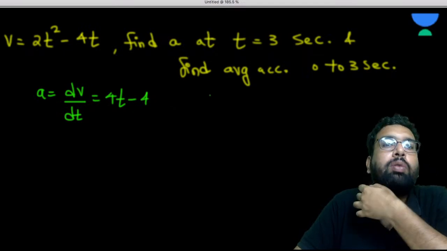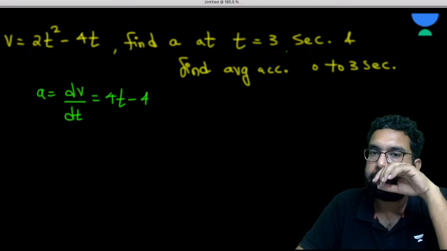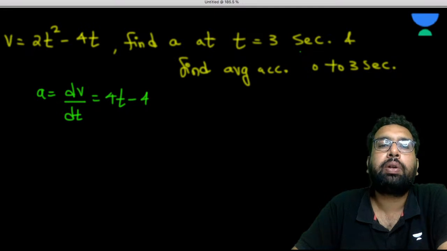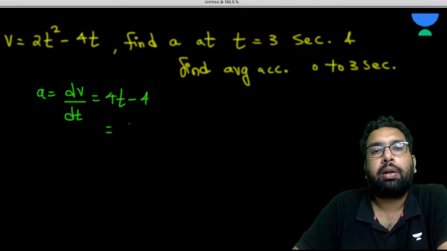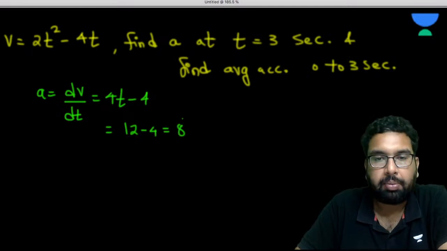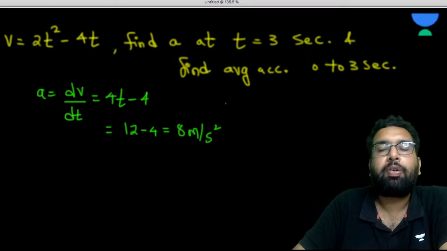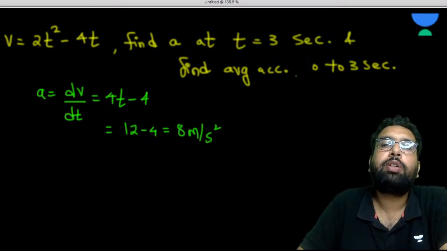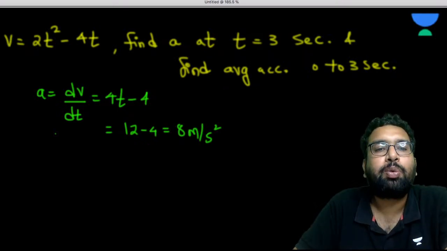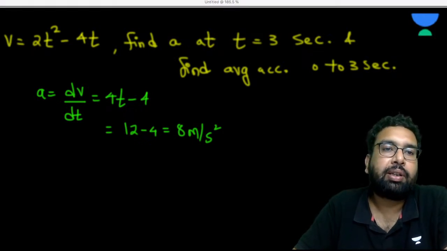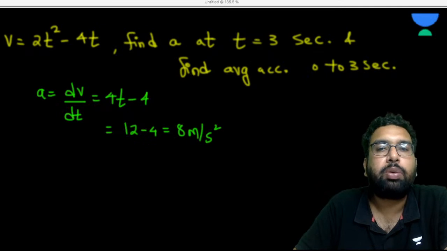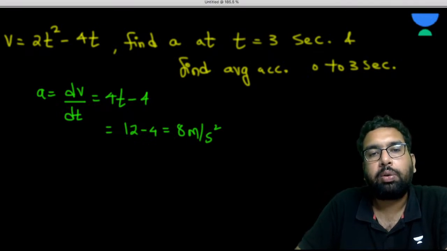Now, in this case, what is going to be the acceleration at t is equal to 3 seconds? It is going to be 8, isn't it? 8 meter per second square. And now to find the average acceleration between 0 to 3 seconds, in the same way, what is going to be the average acceleration between 0 to 3 seconds?